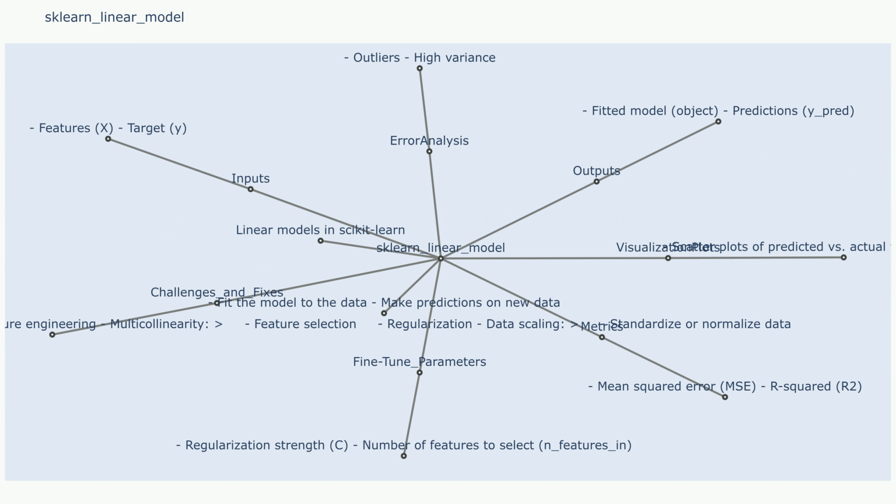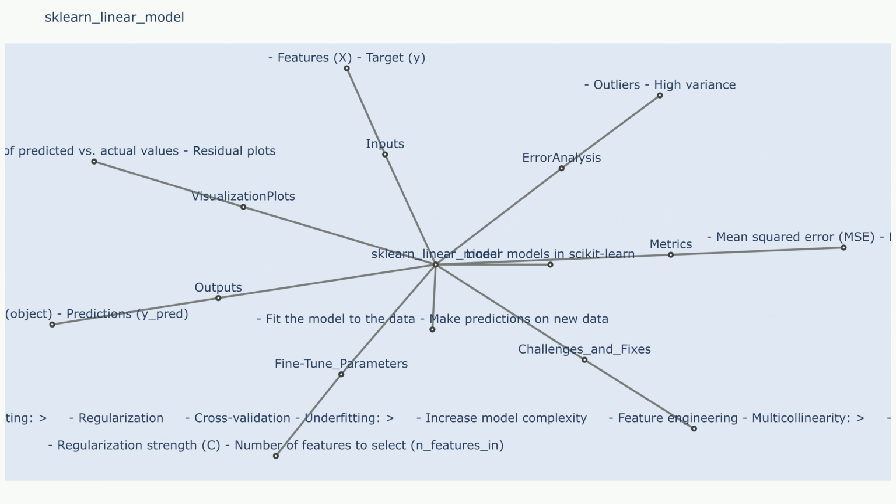Challenges and fixes. Challenge 1: Overfitting. The model performs well on the training data but poorly on unseen data. Sample use case that resulted in challenge 1: training a linear regression model on a dataset with a high number of features and limited data points.